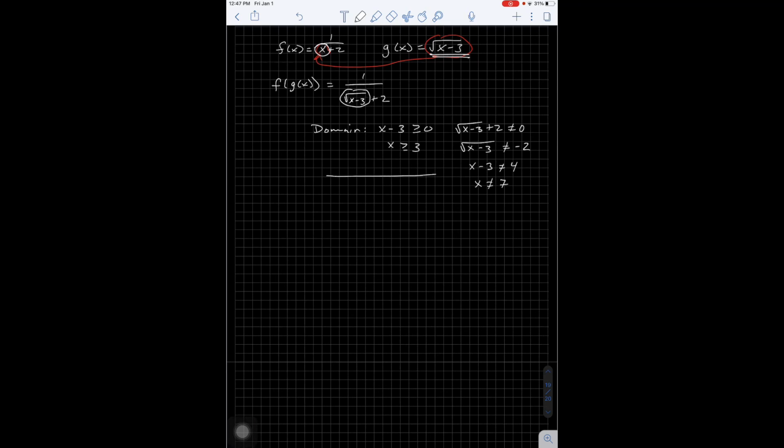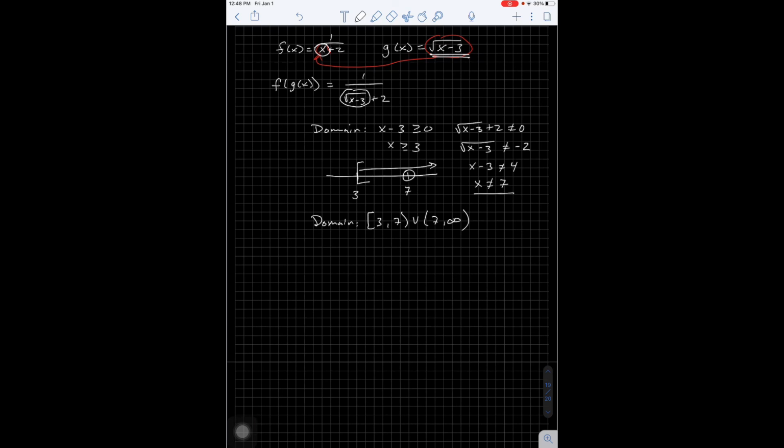So let's take a look at that on a number line. Here's 3. I can have a 3 all the way up. And then this says that x also can't equal 7. So I have a hole in my domain right there at 7. So if I'm going to write that in interval notation, it's going to look like 3 to 7, round brackets, unioned with 7 to infinity. And that's the domain. Okay, interesting. So that's how you do composition.